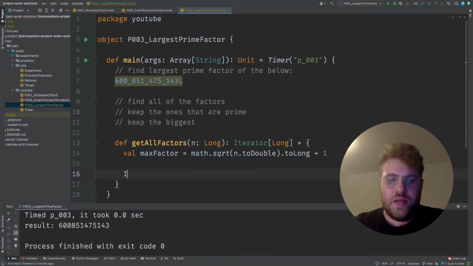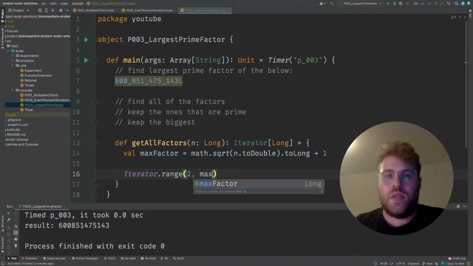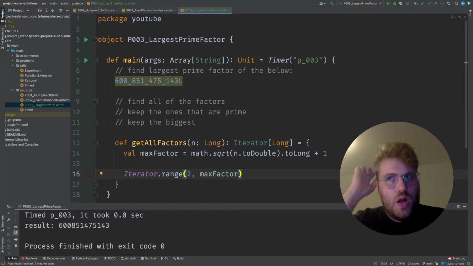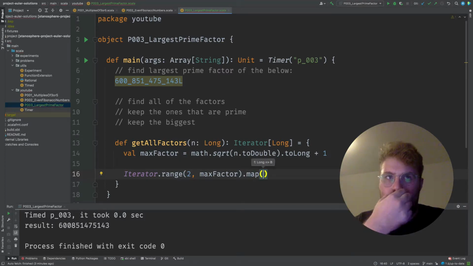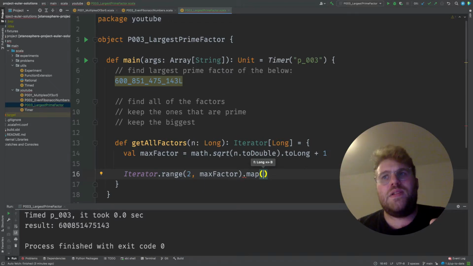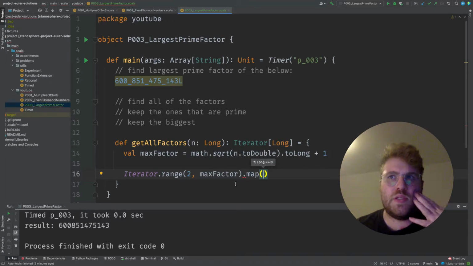And then I guess our iterator is going to be a range. We don't care about 1, so let's start at 2. There's our max factor, that's the upper bound. And then I guess we want to map it over to the pair of factors. But because it's a pair of things, this makes me think what we actually want is a for comprehension, so let's go ahead and do that actually.